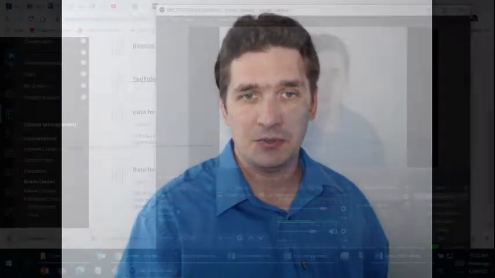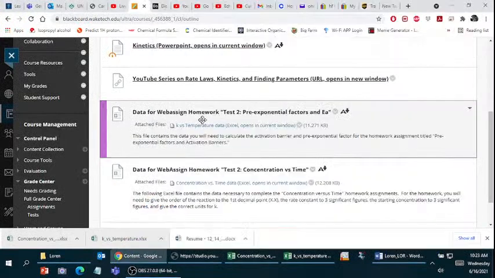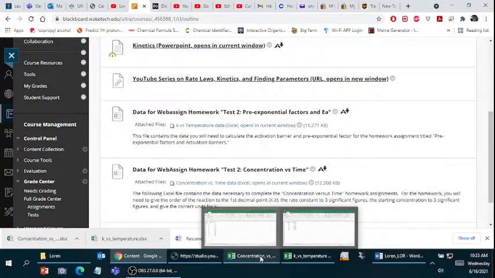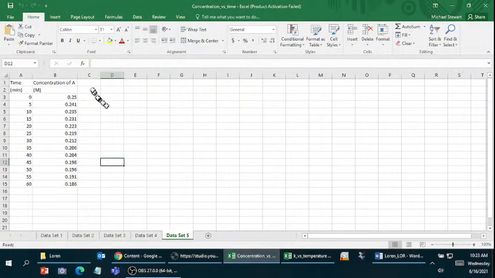So in terms of the course website, this is what you're going to see: data for homework assignment, test 2 pre-exponential factors in the A, and test 2 concentration versus time. For these problems, basically what this is doing is forcing you to do the data processing. So this is what data set 5 looks like. And students get into this really nasty habit when they take this course of not connecting the dots that data is a real thing. This is what we measure in the real world.